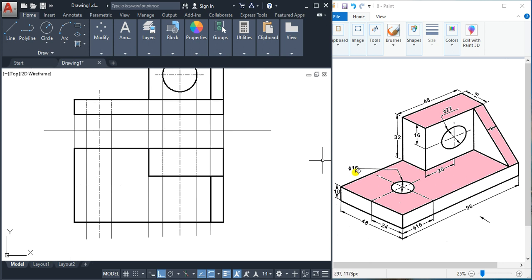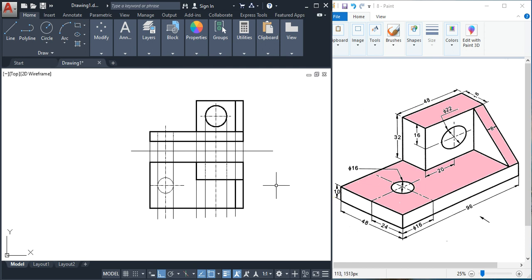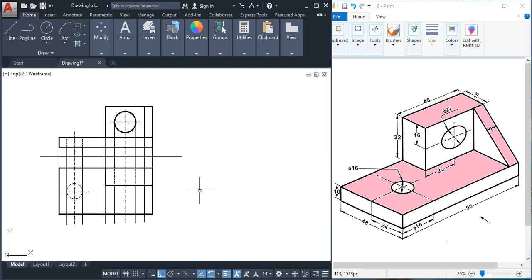Here the diameter is given as 16, so the radius will become 8. So directly you can draw. This will come between these two lines, and so we have indicated these surfaces, and this one, and also we have drawn the circle. So this indicates the top view of the given diagram, and we will draw the side view here.